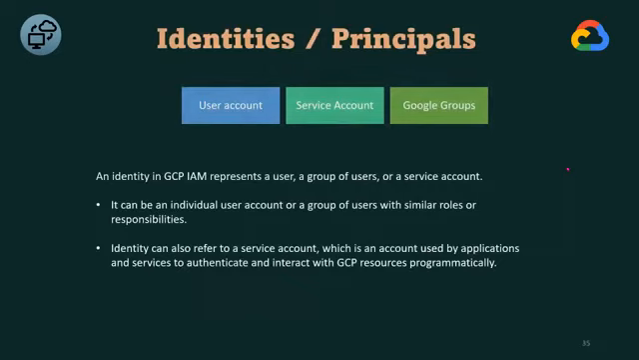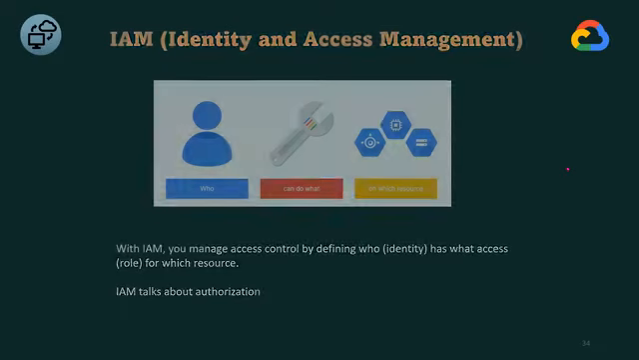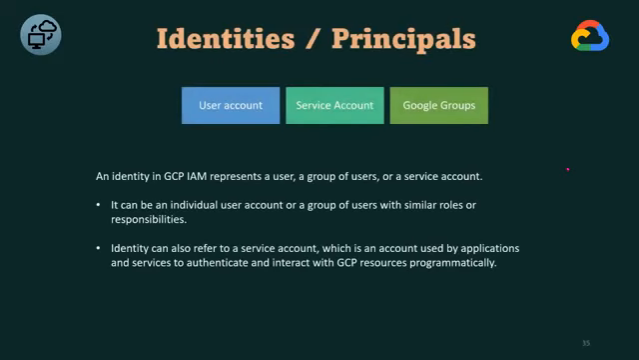So for example, in IAM, I stands for identity, A stands for access, M stands for management, right? So let us see what this identity is, who comes under this identity, and let us try to understand the IAM concept very clearly. So identities are principals, which can be a user account, a service account, or a group of accounts.